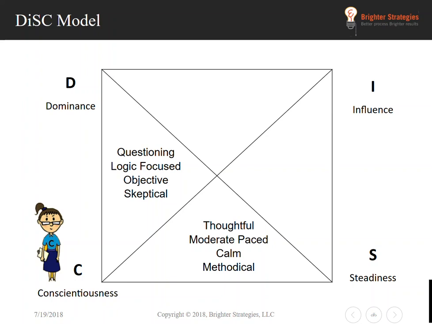So what this looks like for a C is that they are very quality and accuracy oriented. So they like to work in situations where they've measured twice and they've cut once. They have a great attention to detail, very high standards, strong analytical thinkers. They like very clearly defined performance expectations. So they like environments where they know exactly what needs to be done, what quality looks like, and they value accuracy.